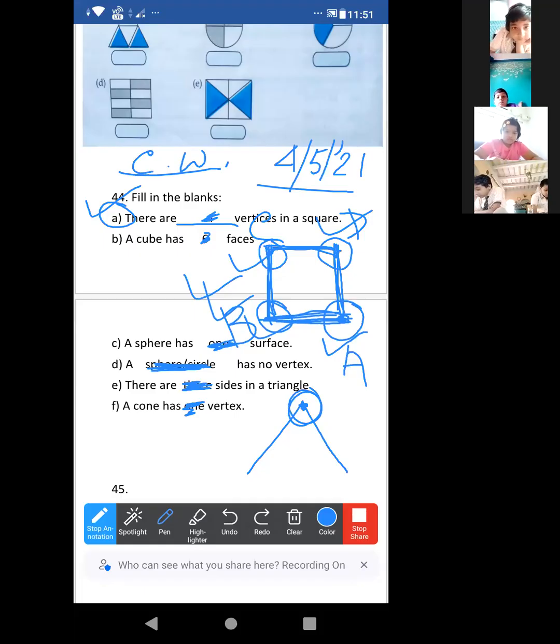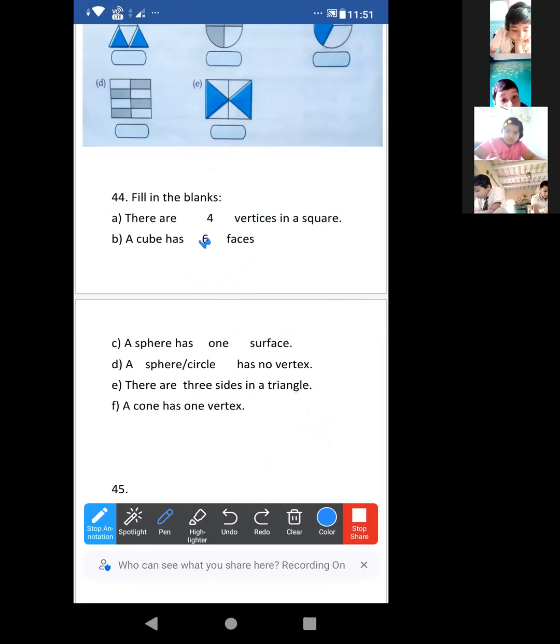Now just write the answer, 4 vertices. Again, I am clearing. Look at this. Number A. The answer is 4 vertices are there. Write this fast. Write fast. Now the next. Write the whole statement: there are 4 vertices in a square. Complete it. Now number B.